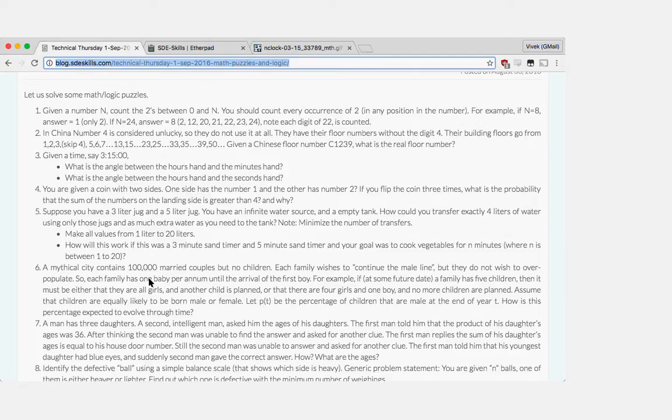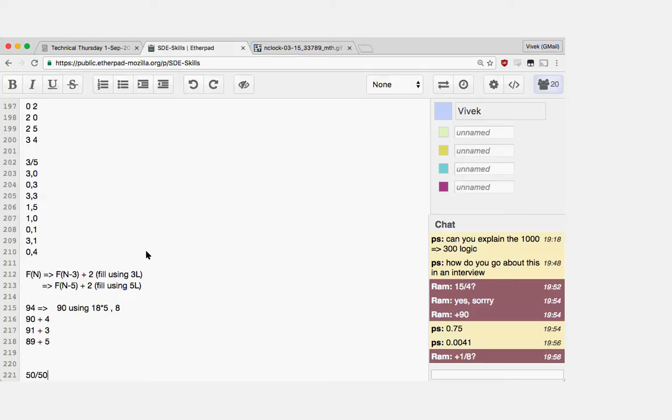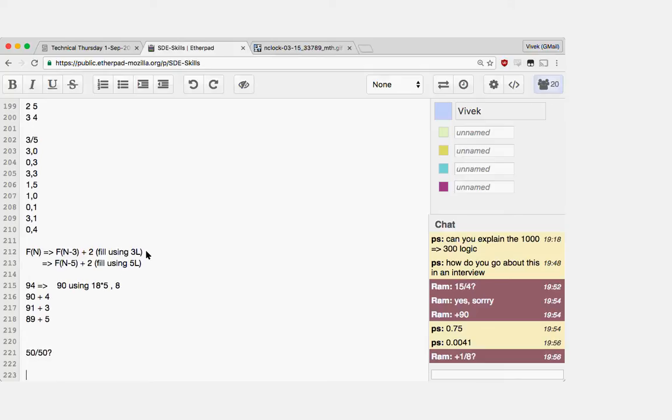50-50. Why is it 50-50? Would it be any other number? I see someone says 50-50. Anybody else with a different thought? Do you think there'll be more boys than girls, less boys than girls? 1:1.